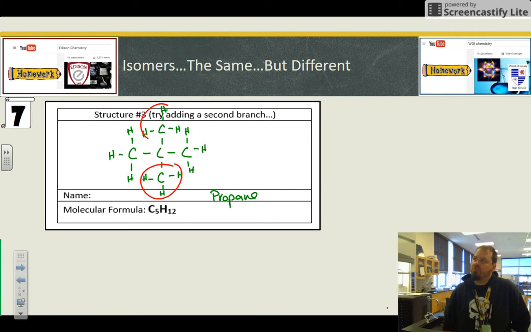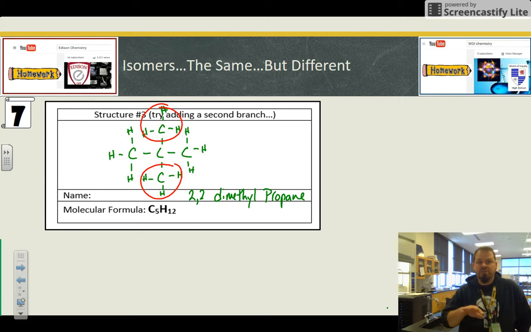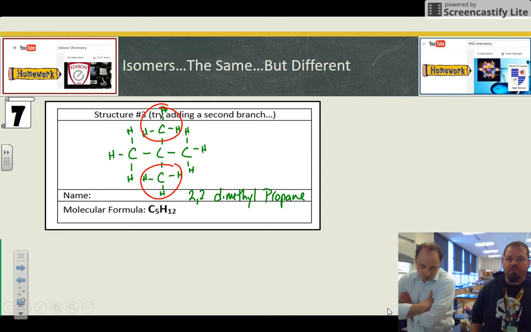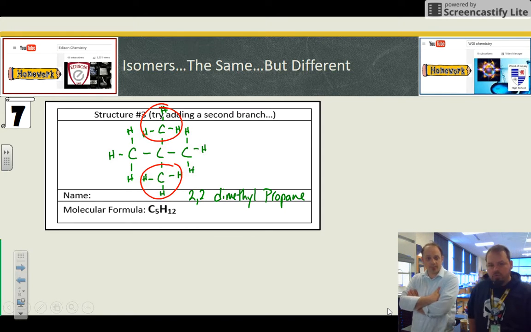So I got a methyl group there and a methyl group there. We learned in last video, 2 methyl groups is dimethyl, right? So I got a dimethyl propane, but I still need an address for the methyls, and it's 2,2. We don't just say 2-dimethyl and assume. We do 2,2-dimethyl propane. Yeah, that's it. Cool. Any other isomers we should give a shot?